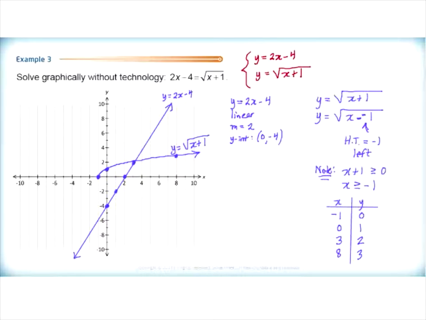So in this case, we look for the point of intersection of the two graphs, which occurs right here for values of x that are equal to 3. So that represents your solution to this equation. x equals 3. Substituting this value for x, we could check our solution. 2 times 3 is 6. 6 minus 4 is 2. x plus 1 gives us 3 plus 1, which is 4, and the square root of 4 is equal to 2. So we know that this must be a solution to this equation.